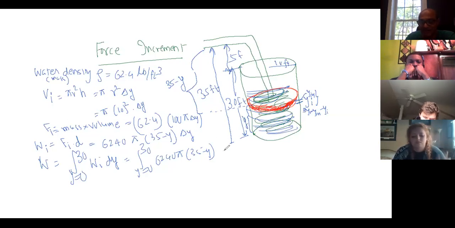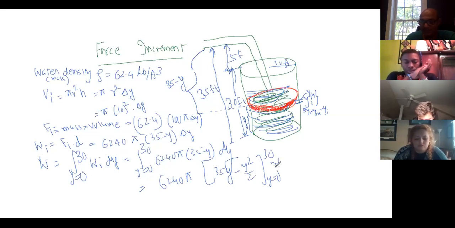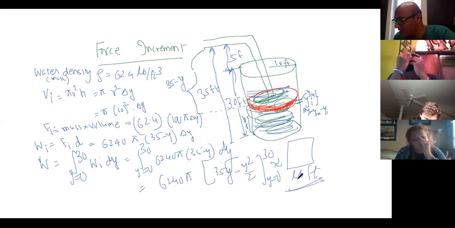So this delta y will be converted to dy. And that is equal to 6240 pi, a constant, so let me pull it out. Integration of 35 with respect to y, so 35y minus y square by 2, where y runs from 0 to 30. Then use your integration, and whatever you get will be your answer. Your unit will be lb feet.